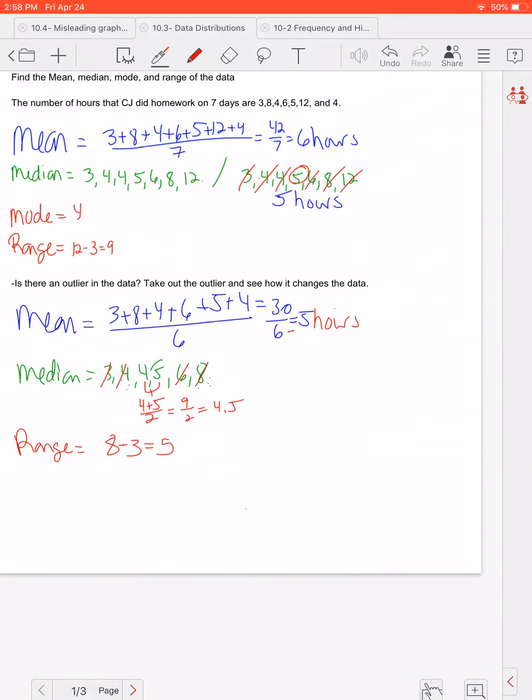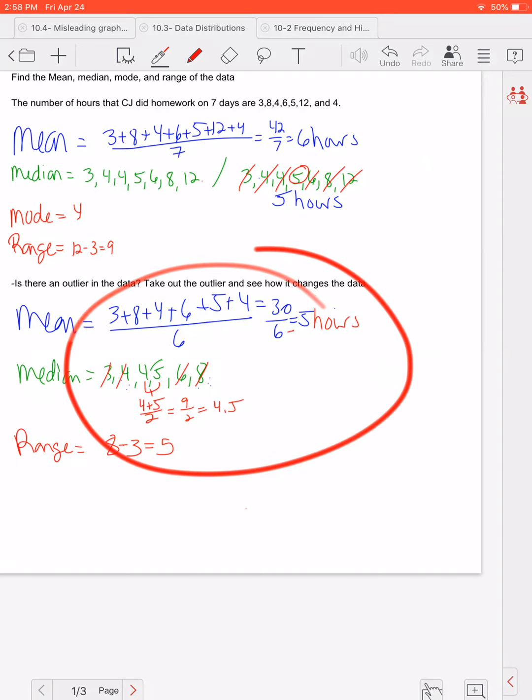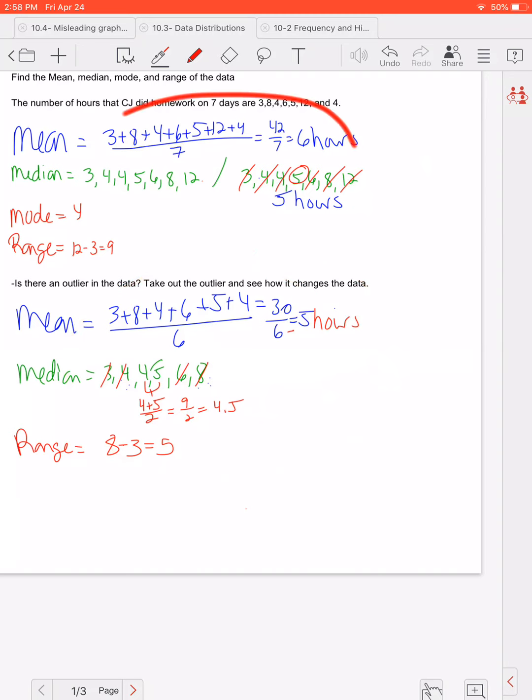So if we look at this, the change between mean and median here is only 0.5, whereas before it was an hour. So now we've gotten that mean and median a lot closer together, which is what we want to happen when we get rid of that outlier. So this data makes a lot more sense than it did before with that 12 hours, just because that kind of threw off our data.